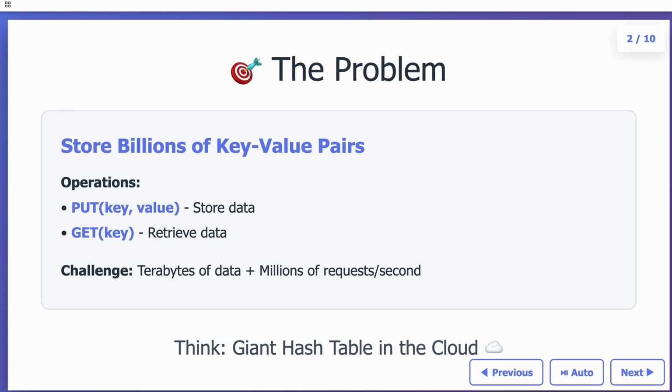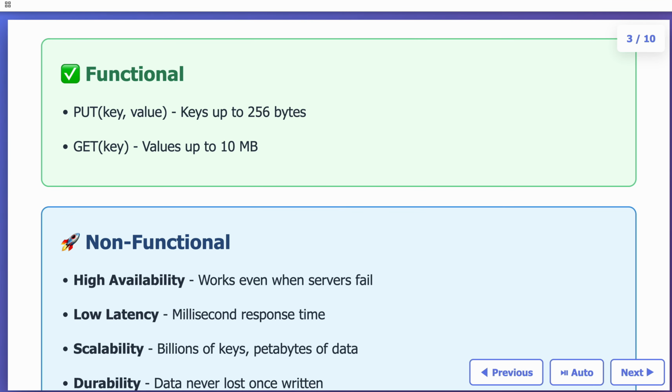First, what problem are we solving? Imagine you need to store billions of key value pairs. Keys are strings like user123, and values can be any data. Think of it like a giant hash table in the cloud. You need to support two operations: put key value to store data and get key to retrieve it. Sounds simple, right? But when you're dealing with terabytes of data and millions of requests per second, things get complex. That's the challenge we're solving.